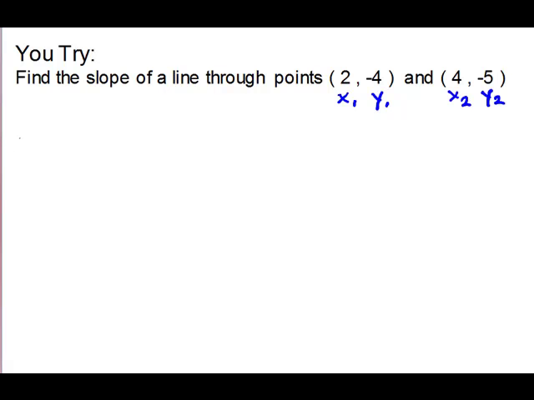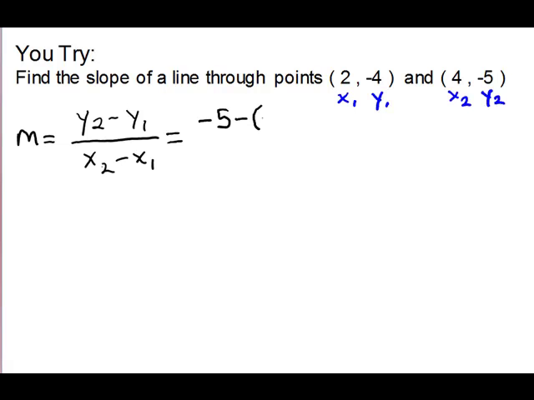Then we'll have our formula, m equals change in y's. Y's always go on the numerator, over change in x's. And then we're going to substitute. So -5 into y2 minus -4 into y1. We'll be careful, use parentheses and not lose a sign. The denominator, x2 is 4 minus from the formula, x1.